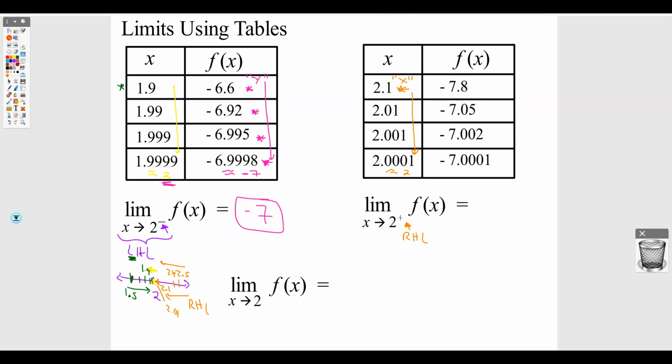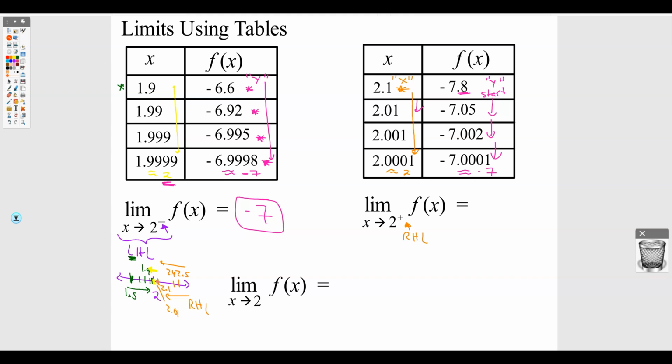Then we do the same thing. We ask ourselves, what is the y value doing? We start here at negative 7.8. As we move x in, the y changes, the y changes, the y changes. What do you see that the y value is getting really, really close to equaling?